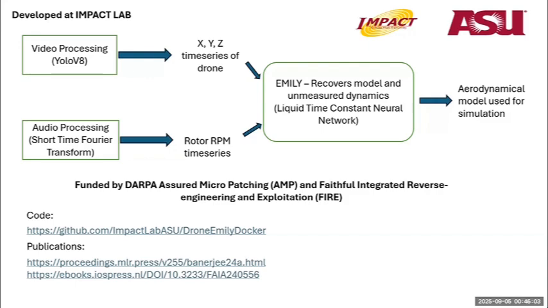Now, what Emily does is that it extracts an aerodynamical model. Now, in this aerodynamical model, only the XYZ time series and the rotor RPMs are measured. But this aerodynamical model also has other unmeasured parameters which Emily can estimate. So Emily not only fits a model to the measured variables, but it can also estimate unmeasured variables. So in this video, we will see a demonstration of how Emily can extract the aerodynamical model of a drone as well as unmeasured variables of the drone.